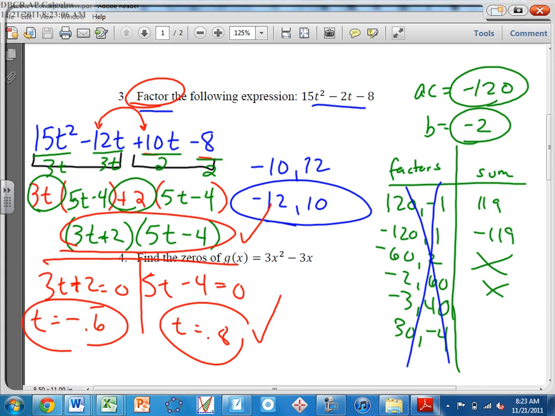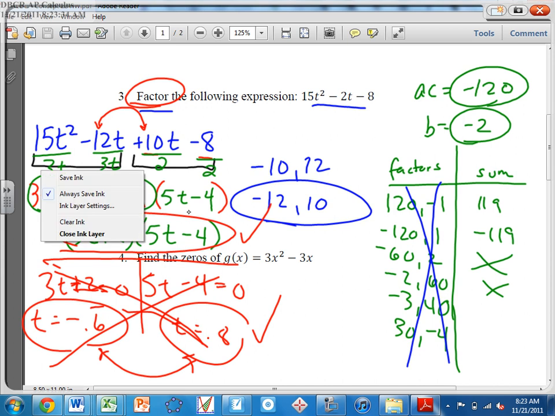What I'm trying to show you is this. Down here is what you would get if you used the quadratic formula. You would get these two answers right here. But we don't need them this time because it doesn't say find the x-intercepts. It says factor the expression. Everybody understand what's going on here? So the answer is 3t plus 2, 5t minus 4. On the back page, let's keep going.